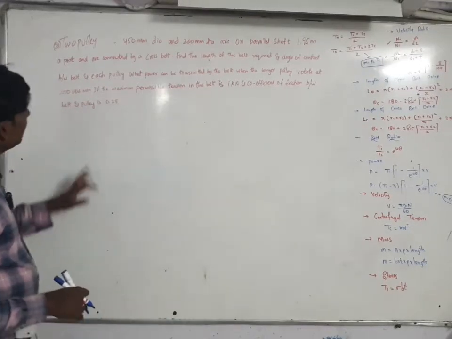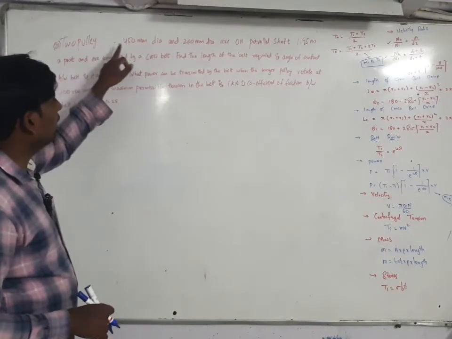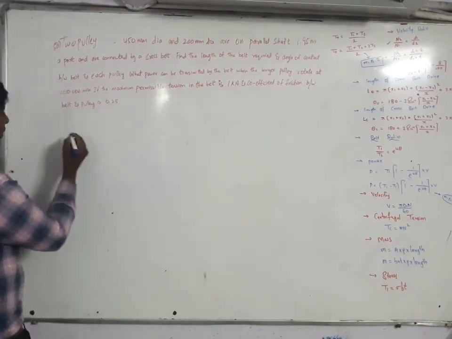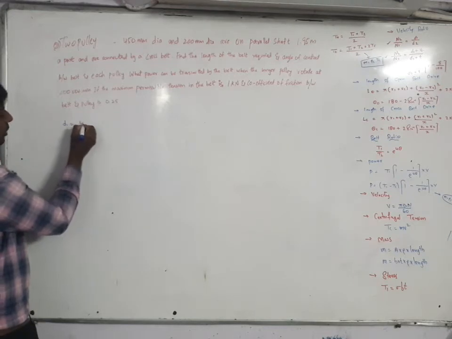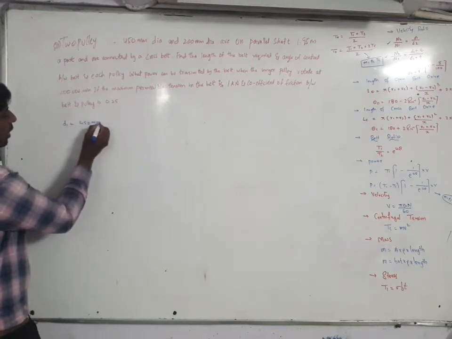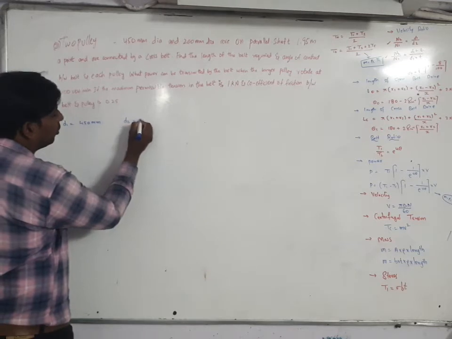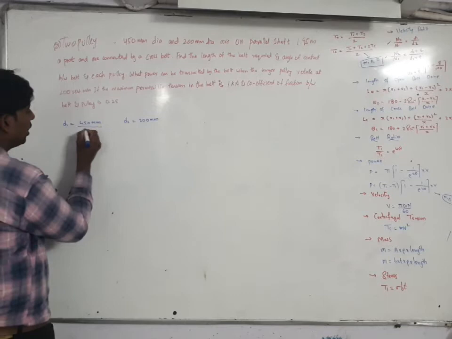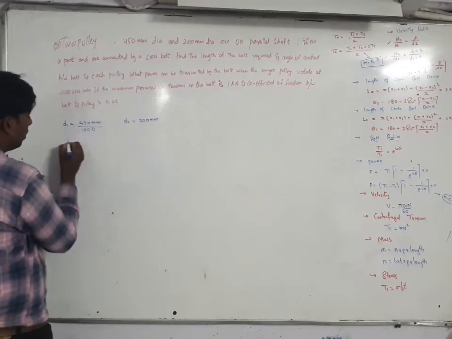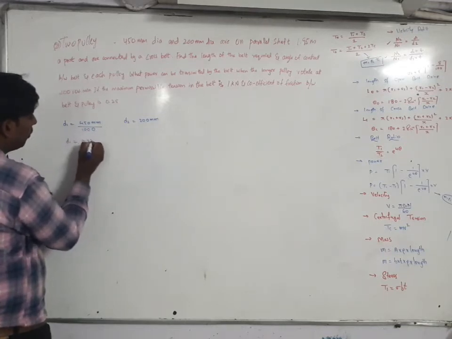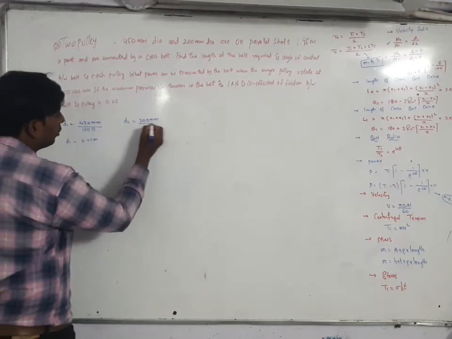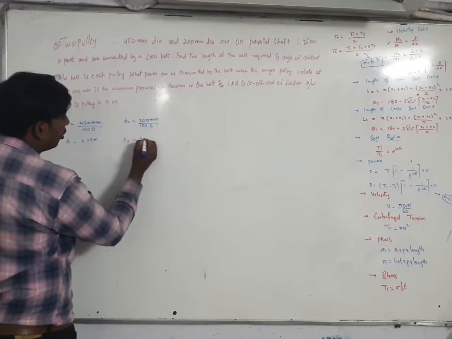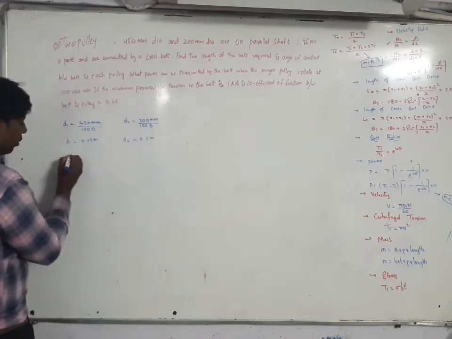As you can see here, the next question is given: two pulleys of 450 mm diameter and 200 mm diameter. D1 is 450 mm and D2 is 200 mm. Whenever it is given in mm, you have to divide by 1000. So D1 will become 0.45 meter, and here also divided by 1000, so D2 will become 0.2 meter.